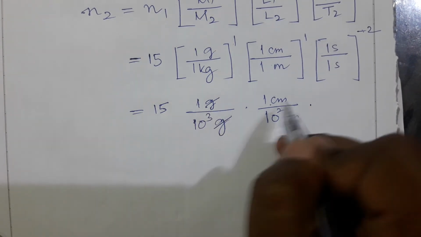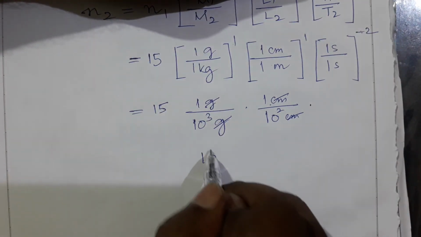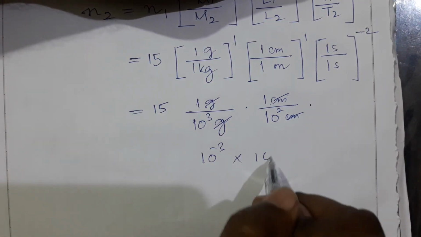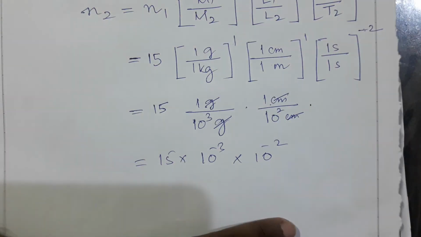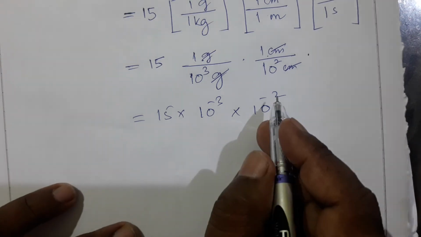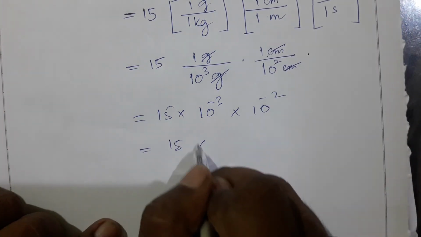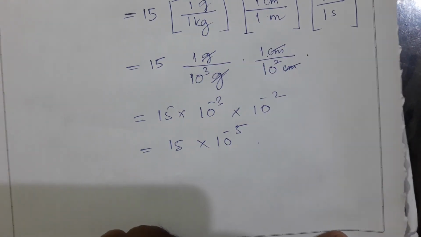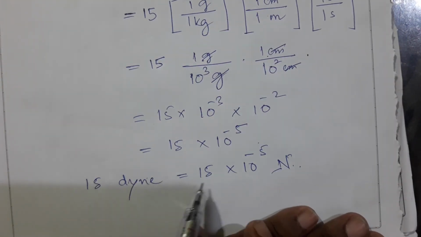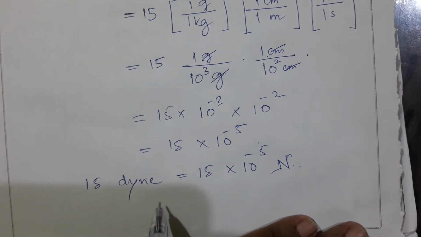These units will cancel each other and this will go up, so it will become 10 to the power -3 and this will become 10 to the power -2 and 15. Now you see -3 -2, that is -5. So we have 15 into 10 to the power -5. Thus 15 dyne equals 15 into 10 to the power -5 Newton.